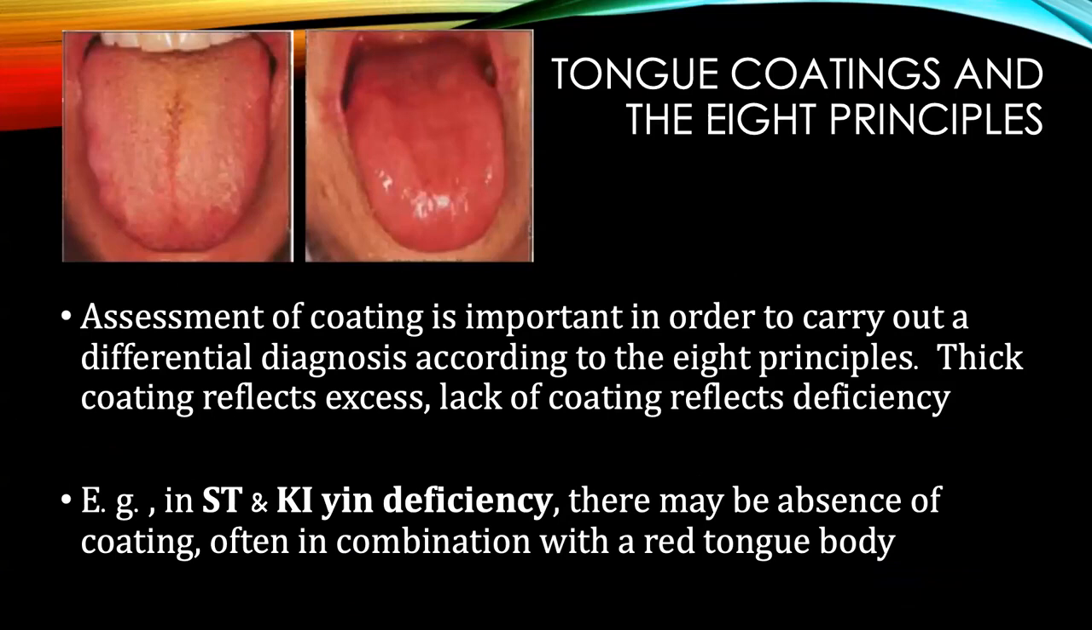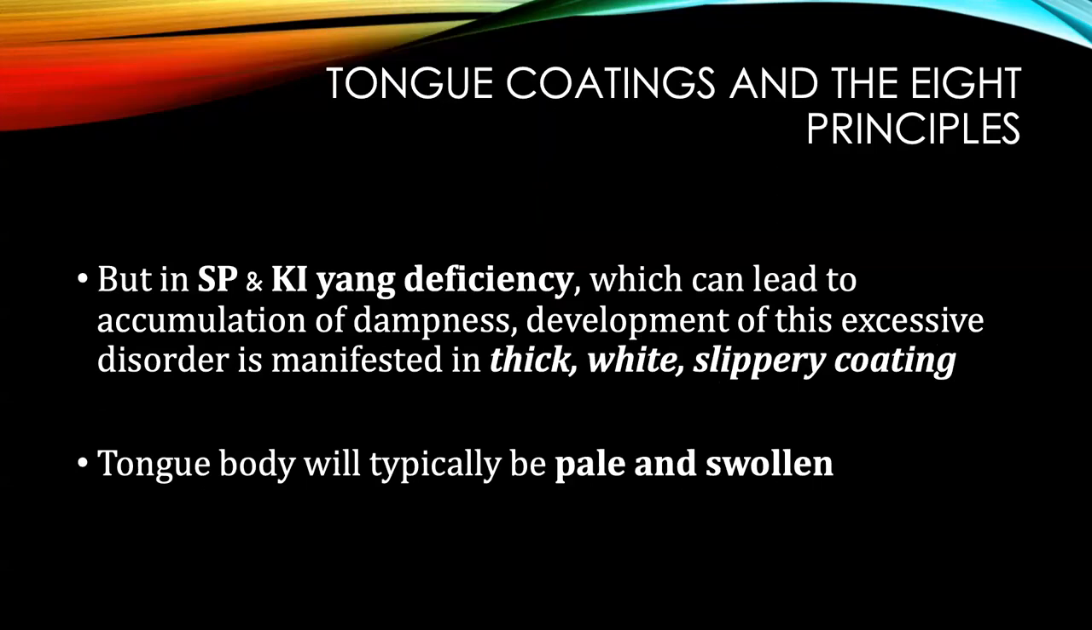Thick coating reflects excess, while lack of coating reflects deficiency. For example, in stomach and kidney yin deficiency, there may be absence of coating, often in combination with a red tongue body. But in spleen and kidney yang deficiency, which can lead to accumulation of dampness, development of this excessive disorder is manifested in a thick, white, slippery coating. The tongue body will typically be pale and swollen. Okay?